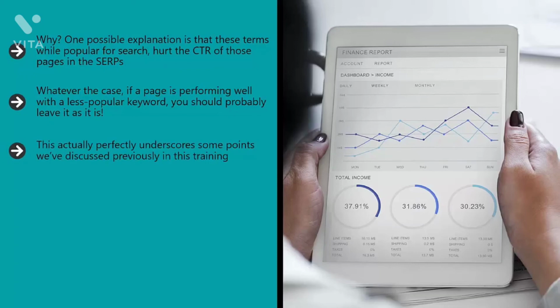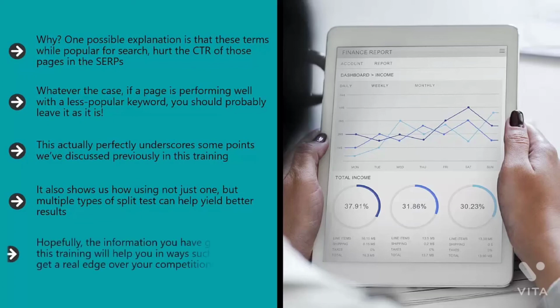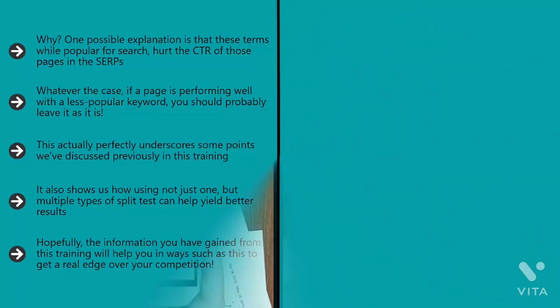This actually perfectly underscores some points we've discussed previously in this training. For one, the multivariable nature of SEO and Google's algorithms means that while a recommendation might sound good on paper, it doesn't always translate in the real world, especially now that Google pays close attention to signals from users, such as bounce rate and CTR. It also shows us how using not just one, but multiple types of split tests can help yield better results. The research conducted here was done using a typical matched pages method, but if they had also used a redirect, they might have been able to see if the bounce rates and CTRs were what was responsible, or if something else was at play. Hopefully, the information you have gained from this training will help you in ways such as this to get a real edge over your competition.